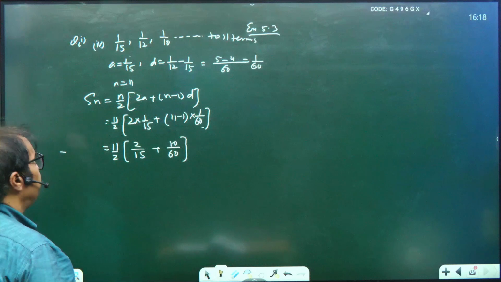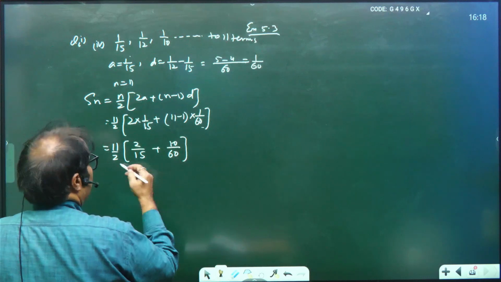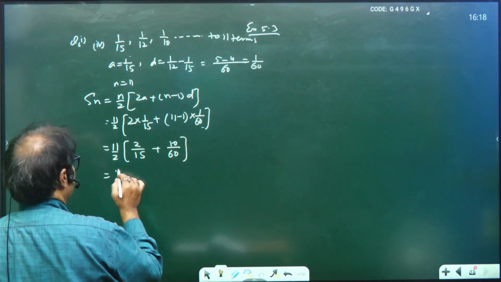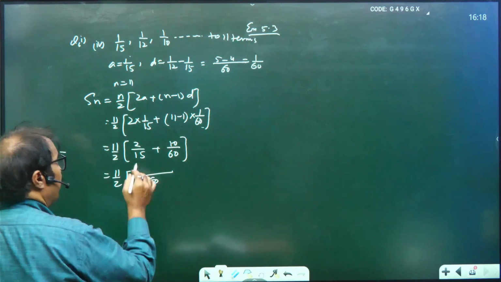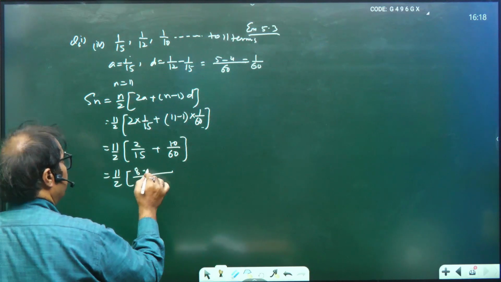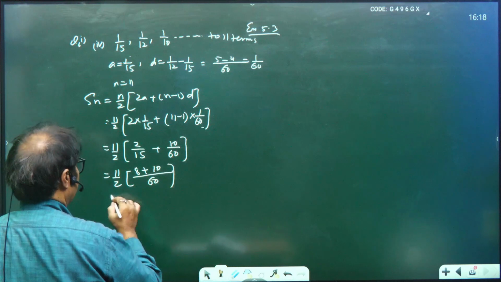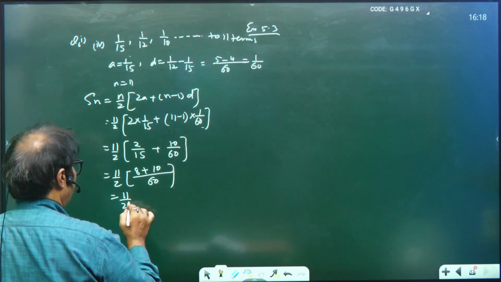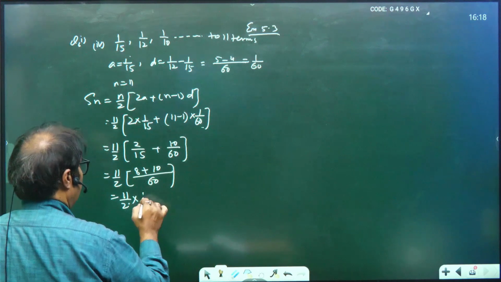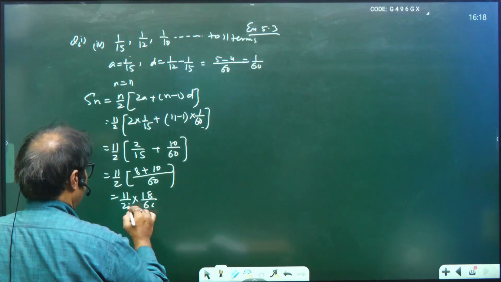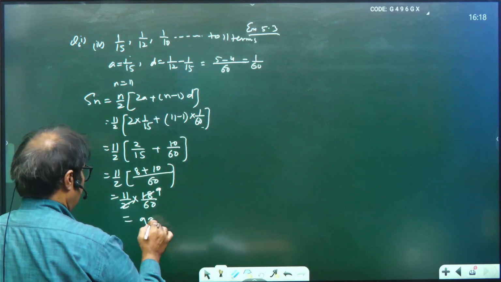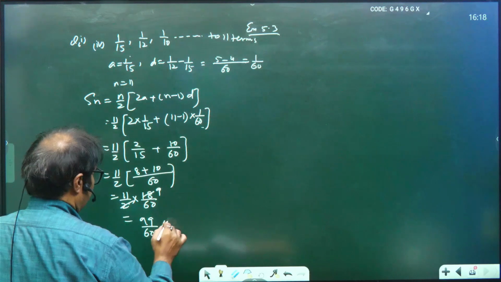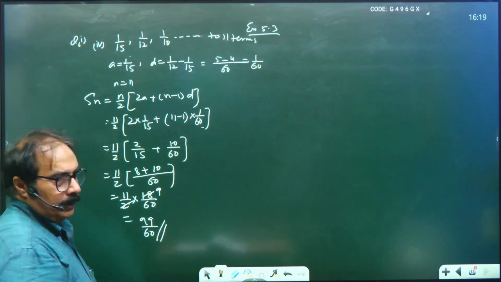And now simplify. 11 by 2, this is 2 by 15, and 11 minus 1 is 10, 10 by 60. Either we can take the LCM or simplify this one. So I am taking the LCM, 60 is the LCM: 15 fours are 60, 4 twos are 8, plus 10. So this is 11 by 2 into 18 by 60.